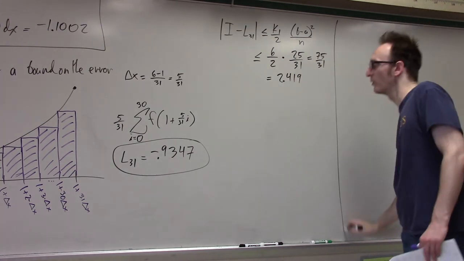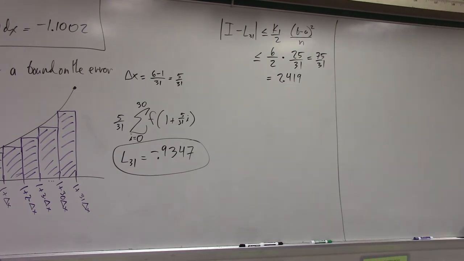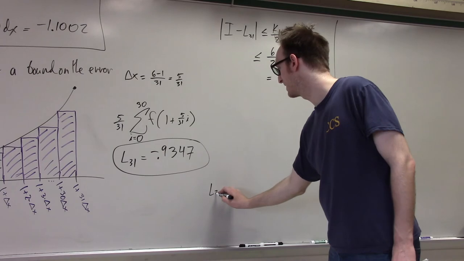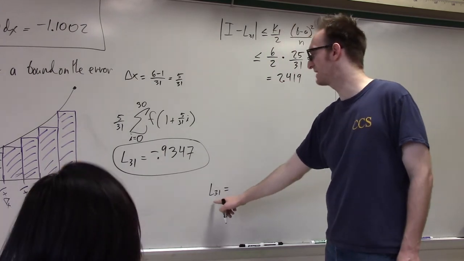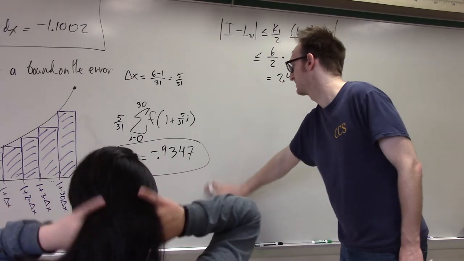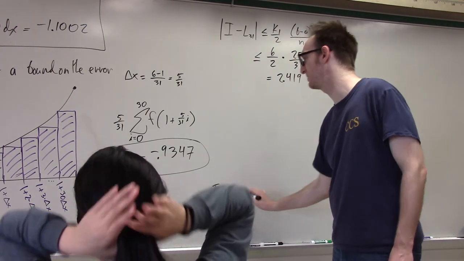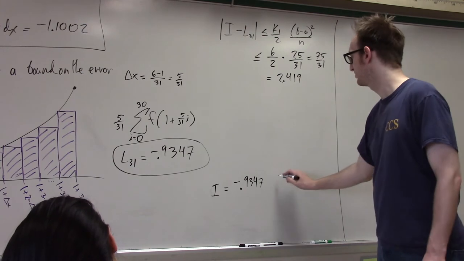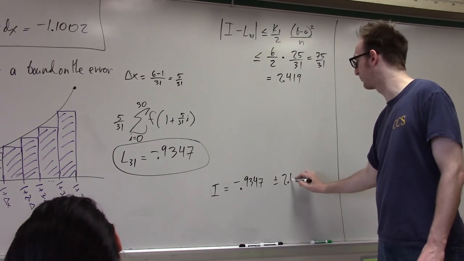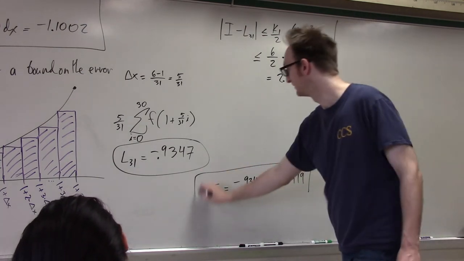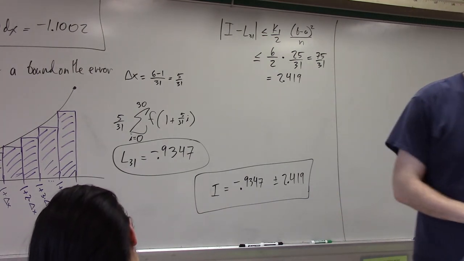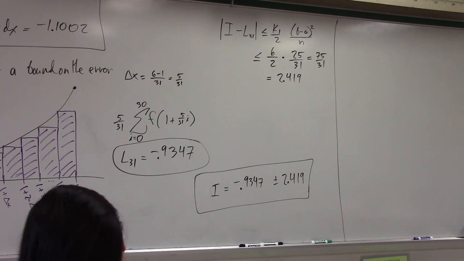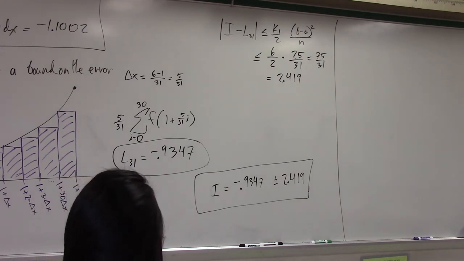Okay. So this is not very good, right? What this tells me, what I can now report, is that the integral is guaranteed to be negative 0.9347 plus or minus 2.419. That is a true statement, right? I've narrowed down the integral to being, I'm off by at most like 2.419.